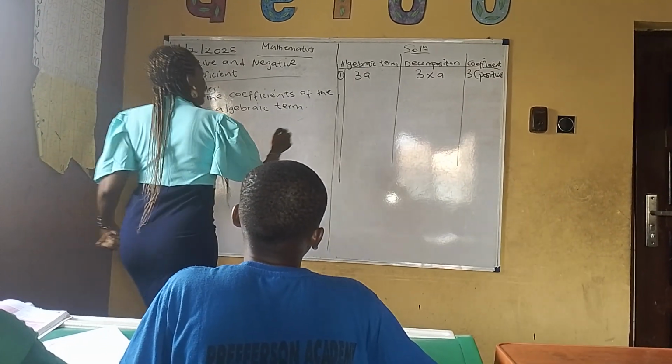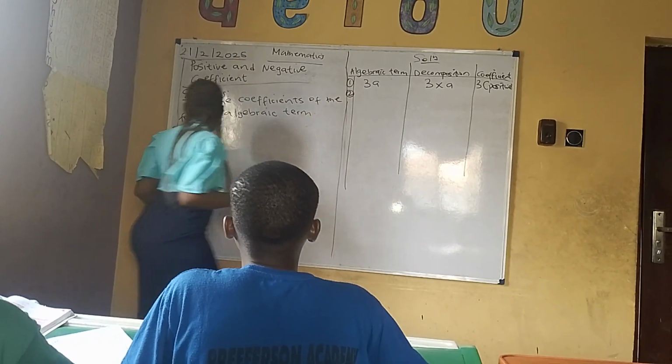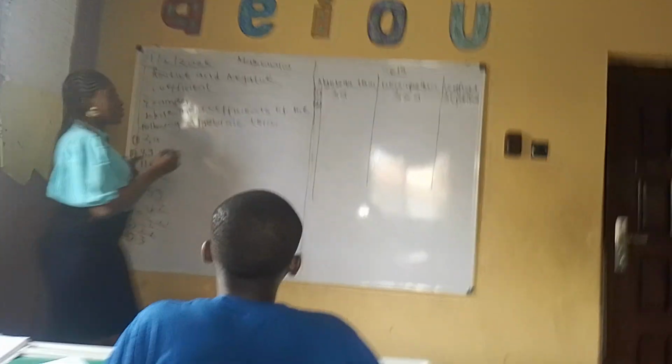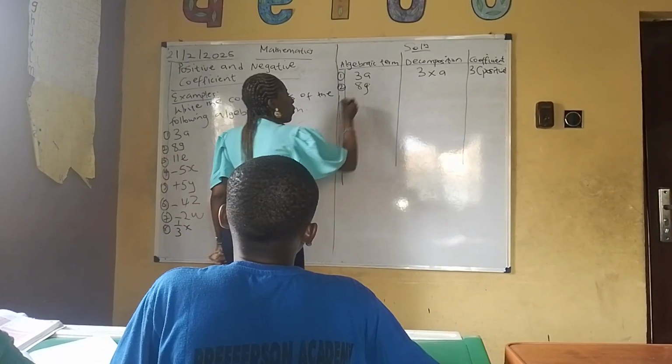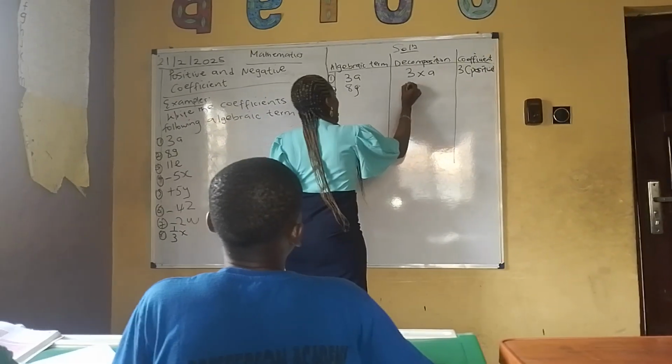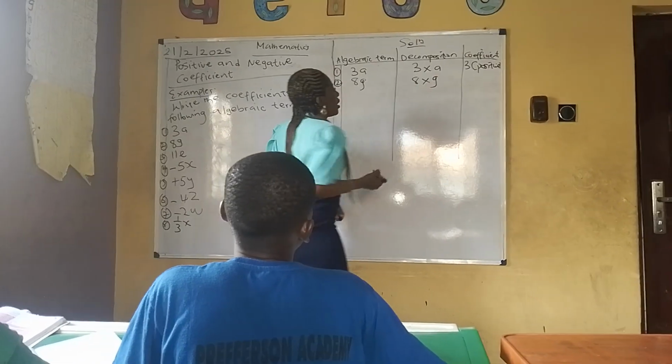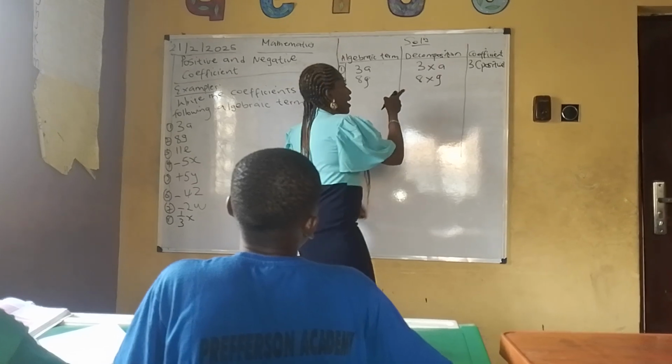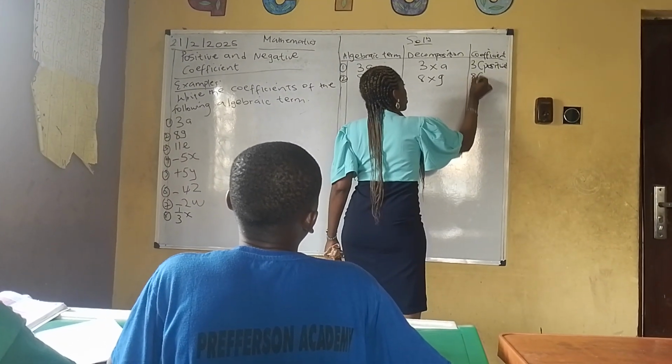What's the next one there? 8g. What is the decomposition? 8 times g. So what is the coefficient here? 8, which is what? Positive.